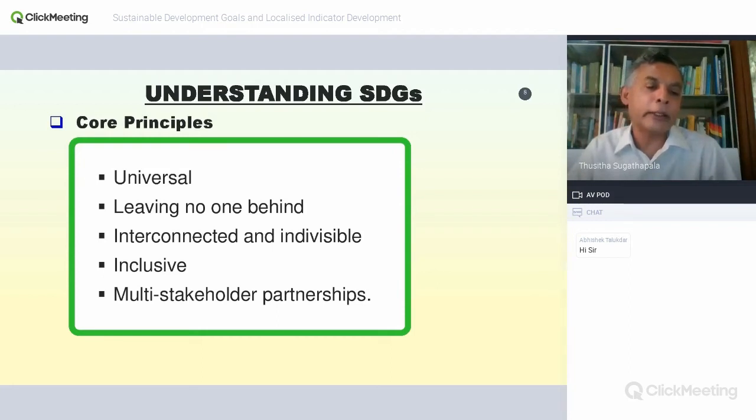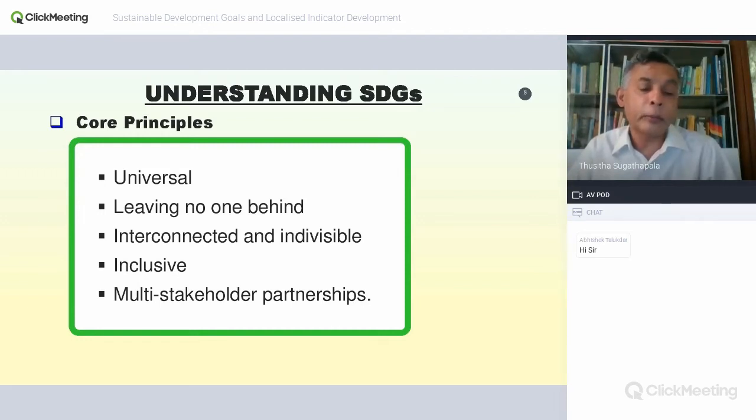Interconnectedness and indivisibility is a very important element, which I will highlight later on also. When you look at any aspect of SDGs, any particular area, any sector, we should not forget how this particular sector or area is linked to other areas, because this interconnectedness and indivisibility is a very important aspect. Inclusive: basically everyone is there, every sector is there, so this indicates that any activity we do, any sector we talk about, any people, any area, all are included in this exercise.